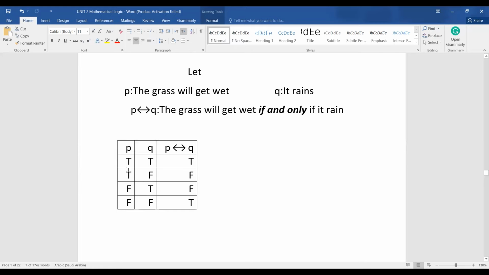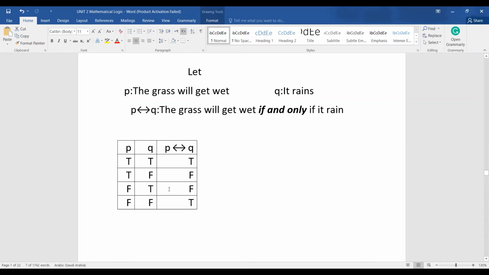Next, when we have the first statement true and the second statement false, that is, the grass will get wet if it does not rain. The second is false, because there is no reason for the grass to get wet if it does not rain, so the compound is false. Next, we have false and true. The grass will not get wet if it rains, which is also false.